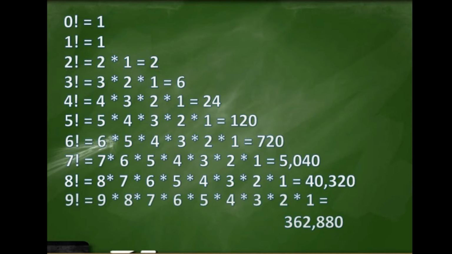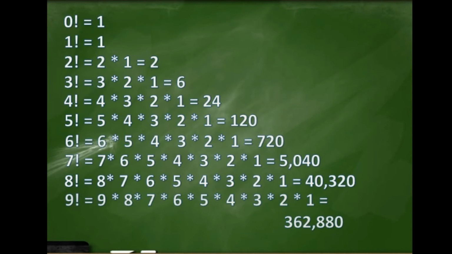3 factorial is the same as 3 times 2 times 1. So 3 factorial is equal to 6. 4 factorial is similar to 4 times 3 times 2 times 1. So 4 factorial is equal to 24. 5 factorial is the same as 5 times 4 times 3 times 2 times 1. So 5 factorial is equal to 120. 6 factorial is the same as 6 times 5 times 4 times 3 times 2 times 1. So 6 factorial is equal to 720.